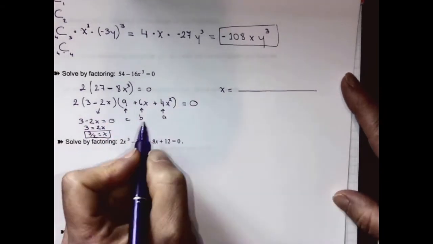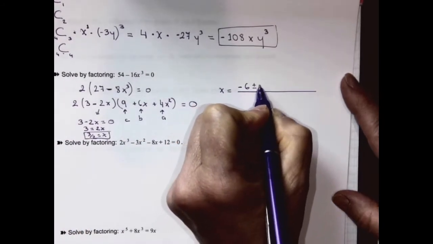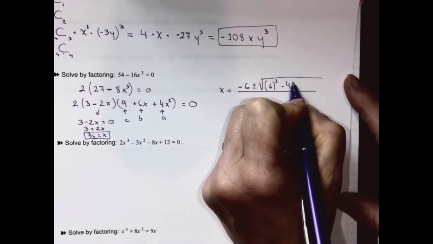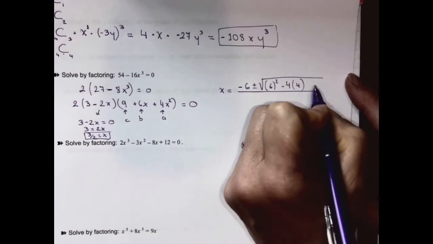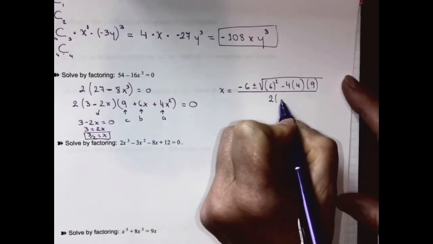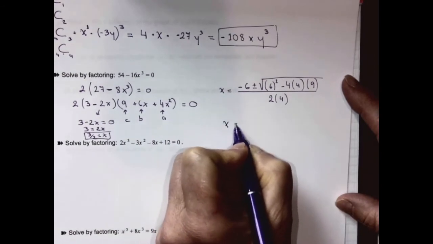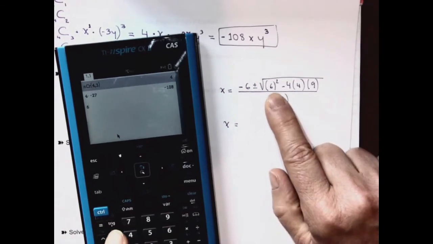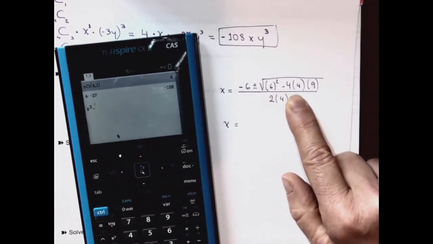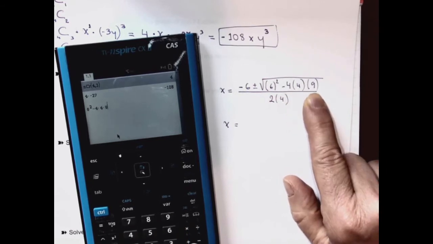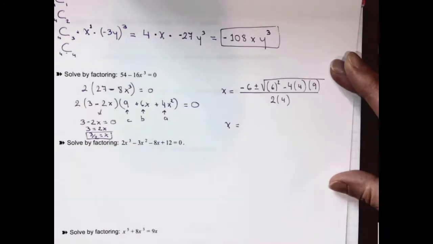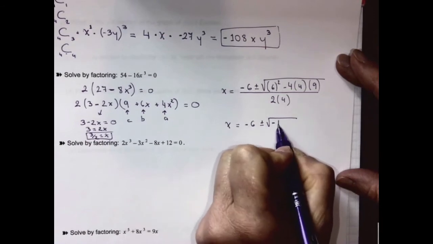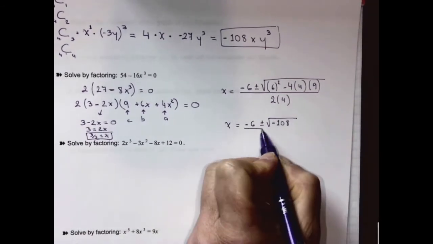Okay, so we're going to have negative b, so negative 6, plus or minus the square root of b squared, so that's 6 squared, minus 4 times a, which is your 4, times c, which is 9, all over 2 times a, which is 4. Alright, we're going to let the calculator help us to go quicker here. And so we're going to have 6 squared for the discriminant, minus 4 times 9, and my discriminant would be negative 108. So negative 6 plus or minus the square root of negative 108, divided by 8.